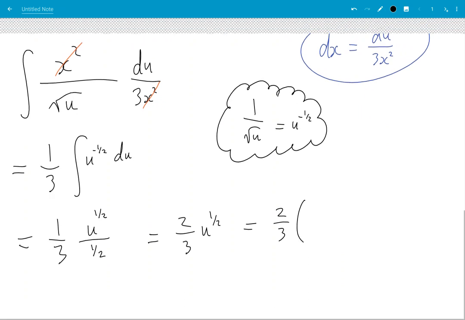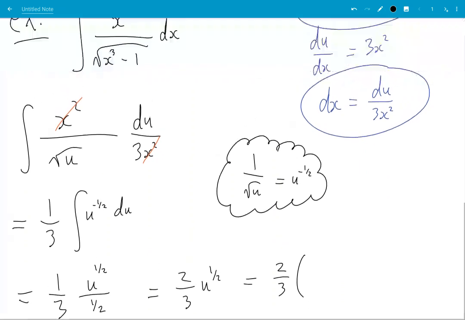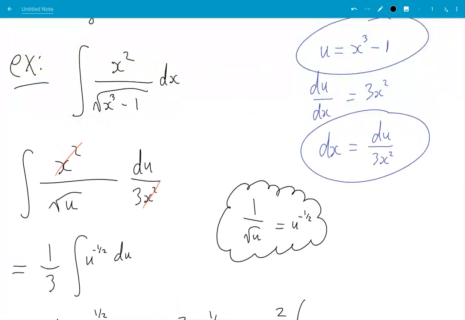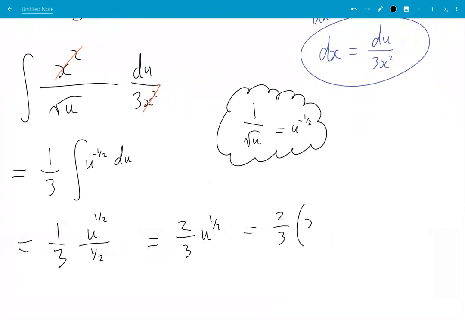Put my u back in. What is my u? I have forgotten. What is my u? I have no idea. X cubed minus 1 to the 1/2. And plus a constant. And there you go.